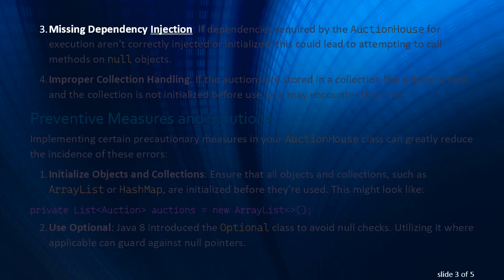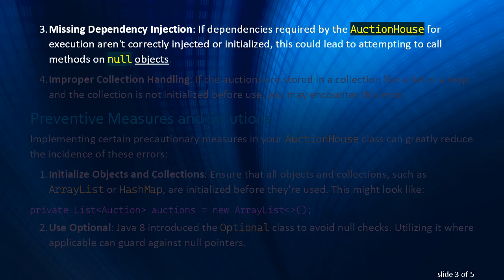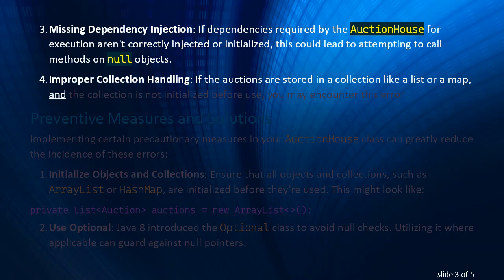Missing dependency injection. If dependencies required by the AuctionHouse for execution aren't correctly injected or initialized, this could lead to attempting to call methods on null objects. Improper collection handling. If the auctions are stored in a collection like a list or a map, and the collection is not initialized before use, you may encounter this error.